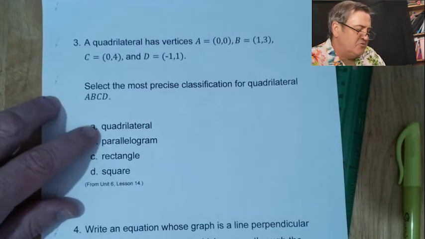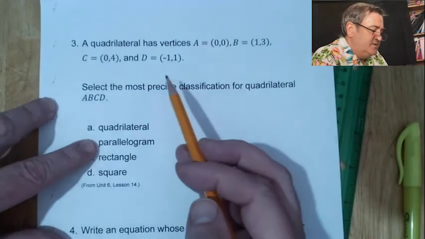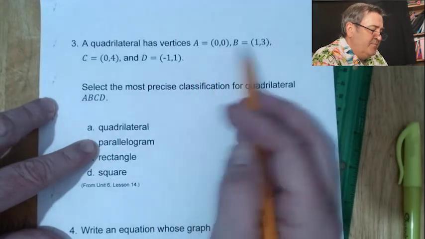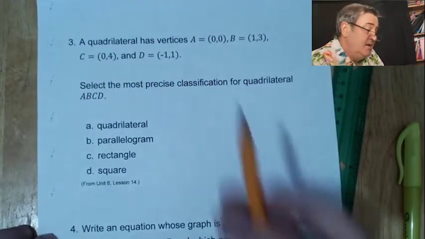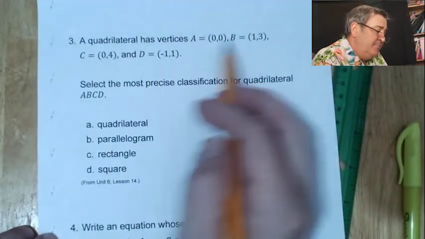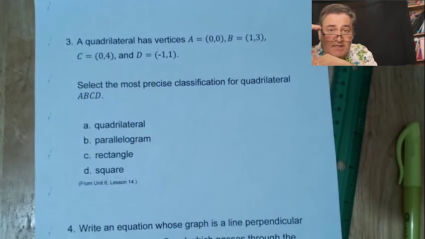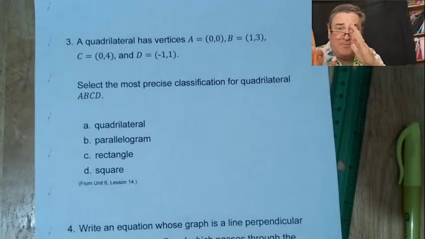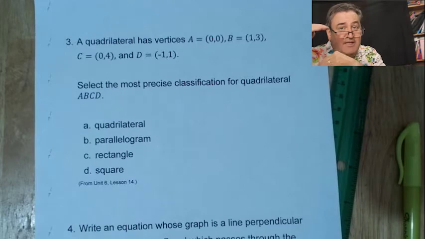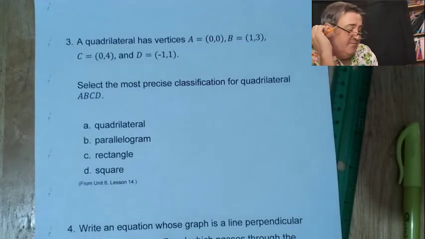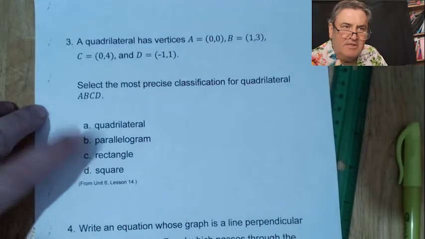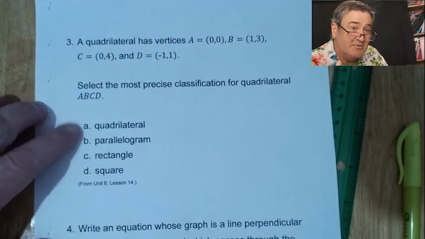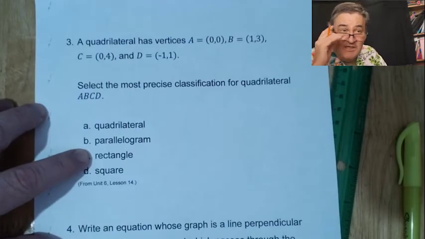Well, if the quadrilateral is also a parallelogram, that means A to B and C to D would be parallel and the same length, and then A to D and B to C would be the other sides, and they would have to be parallel. So if you find these are parallel and these are parallel, then it's a parallelogram. If you find these are the same length and these are the same length, that would make the parallelogram. But is it also a rectangle? Because a rectangle is also a parallelogram, which is also a quadrilateral. So is it more precisely a rectangle?